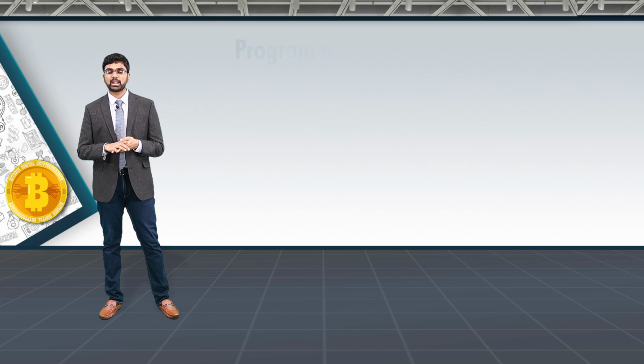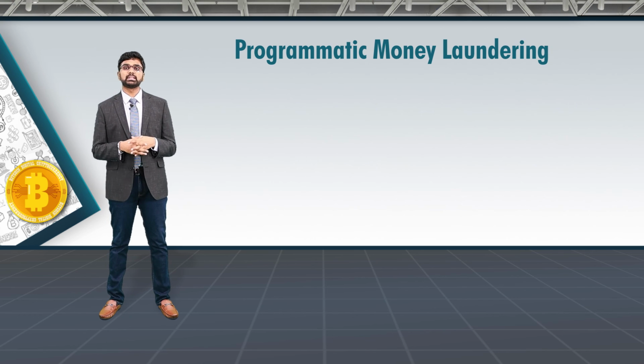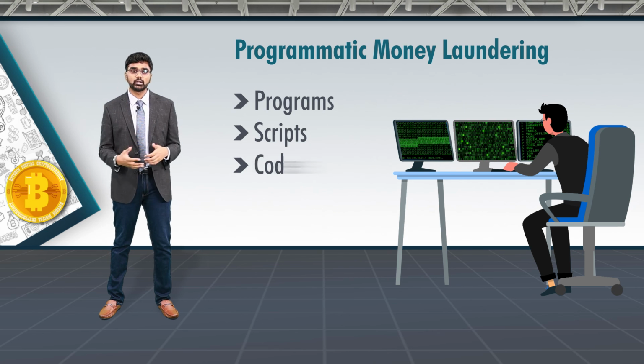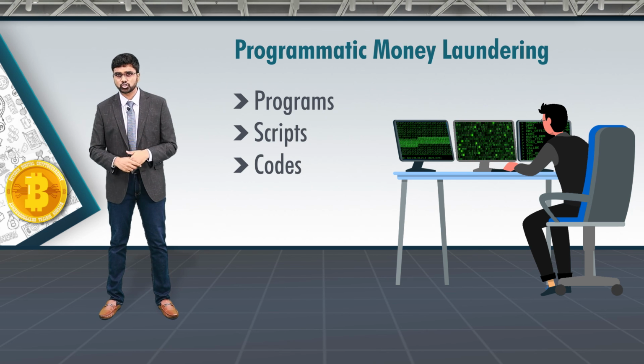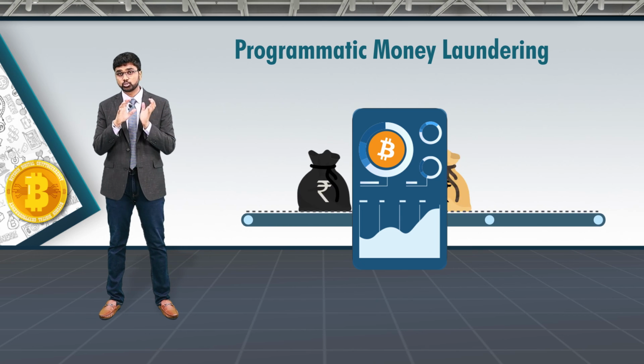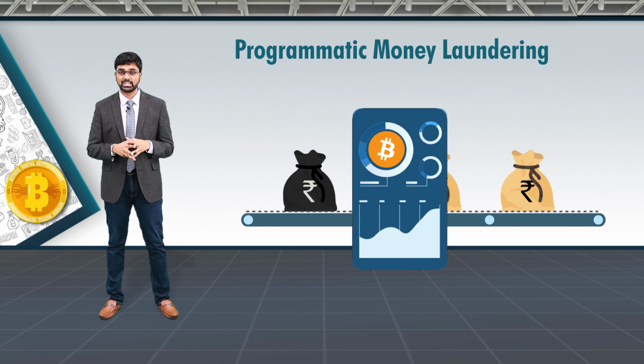Now to talk about programmatic money laundering: in programmatic money laundering, you write your own program, script, or code to perform hundreds of transactions over hundreds of addresses, and you convert your black money into white money, which is also very, very dangerous.